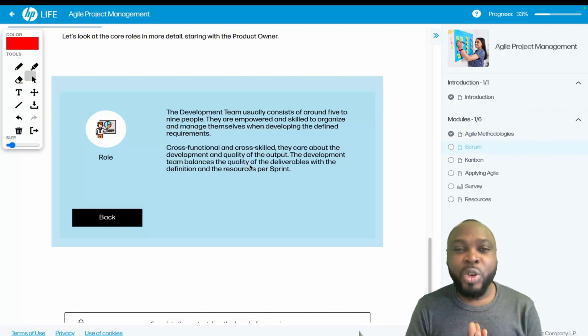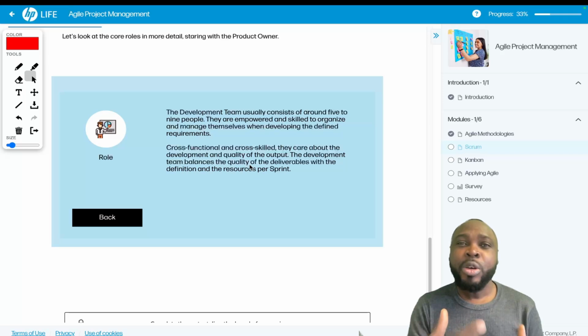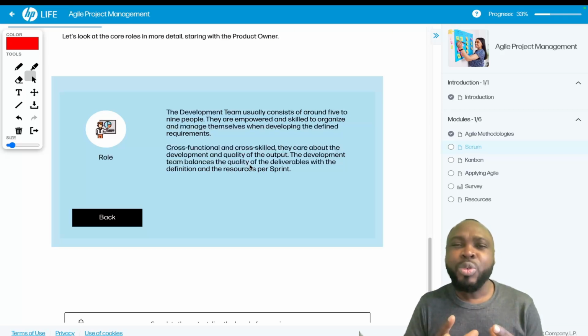Now they are cross-functional and cross-skilled, so they can do many things. So you can see one person who is also talented and understands how front end works and is also a back end engineer. That doesn't make him the back end engineer, but he understands it. So anything the front end engineer is doing, he understands, and he can synchronize what he is doing as a back-end engineer, or he can work smoothly with that person because they all understand what each of them are doing. They are multi-talented guys and they care about the development and quality of the output.